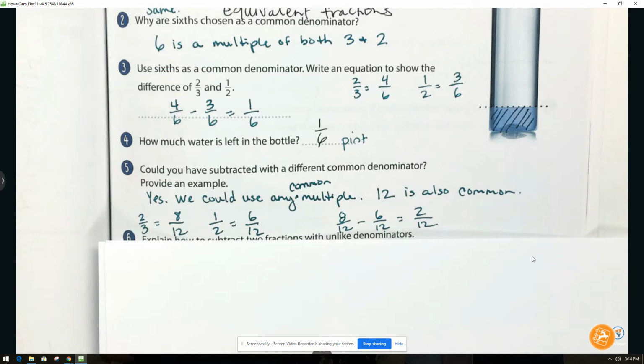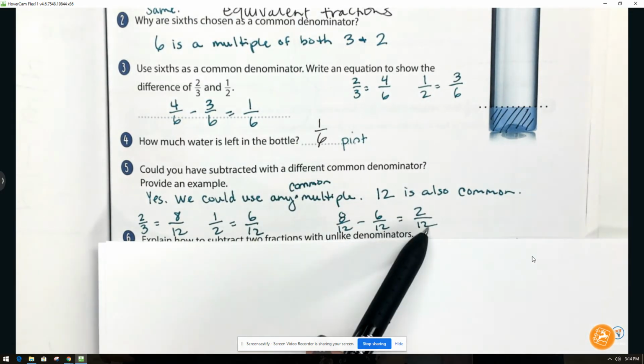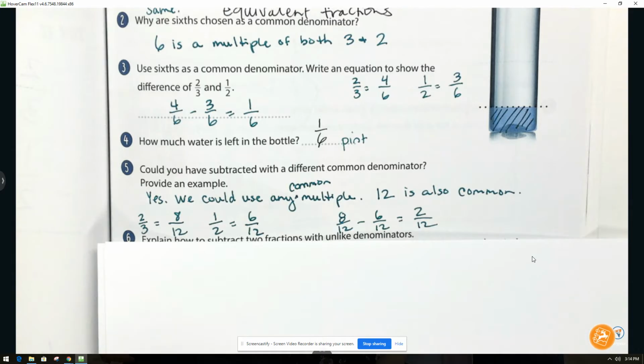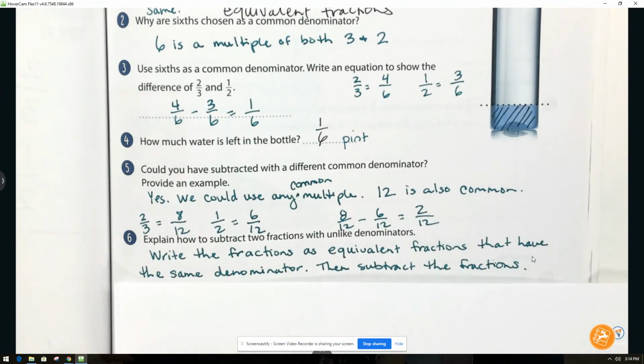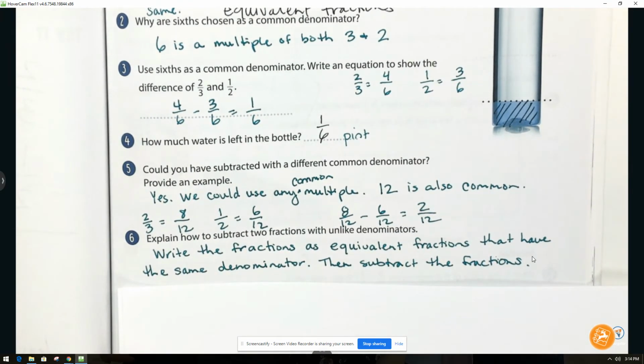It'll just be a different equivalent fraction in your answer, because we could divide 2 and 12 both by 2 and get 1/6, which is the answer. 1/6 and 2/12 are also equivalent fractions. So number 6 says, explain how to subtract two fractions with unlike denominators.